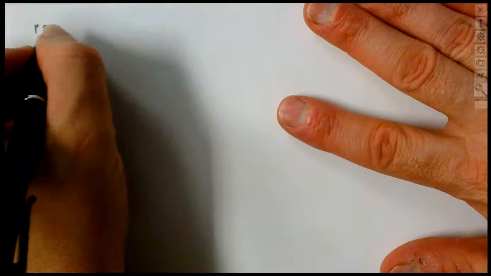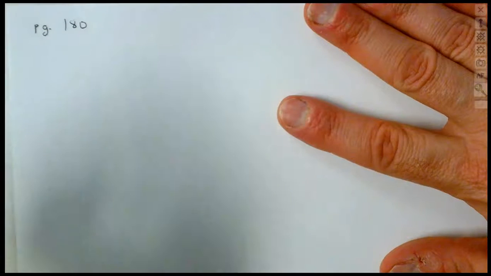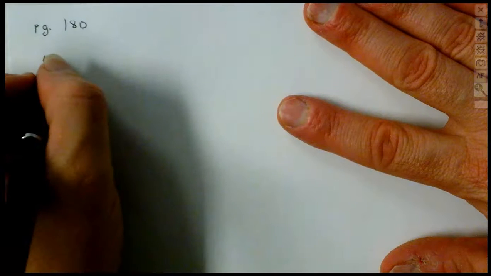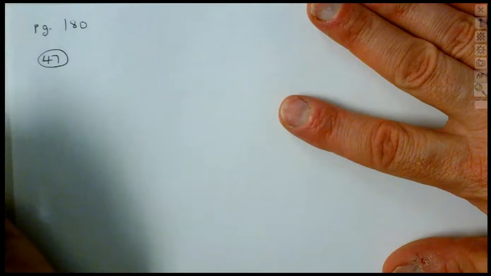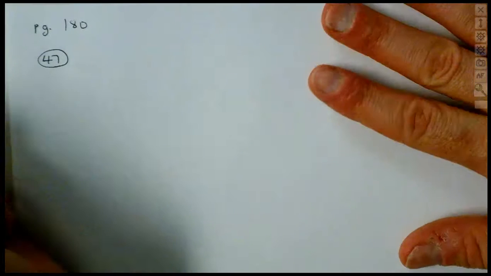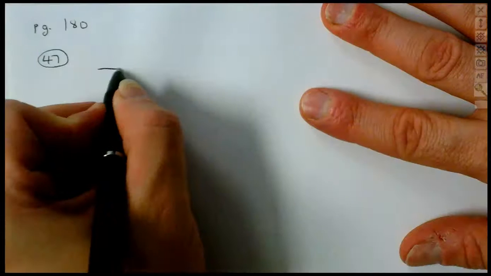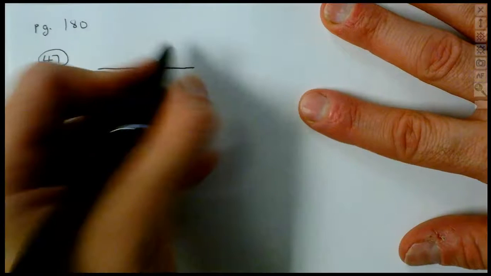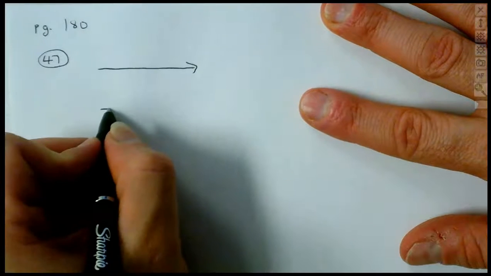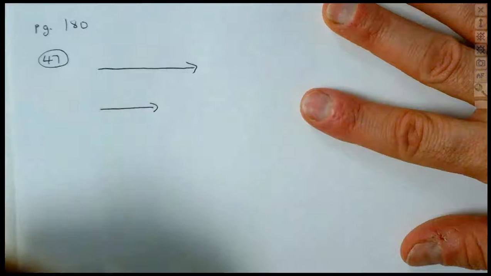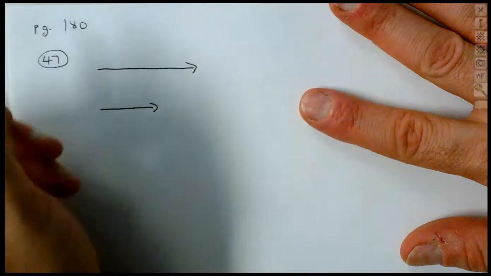This is on page 180, and we're looking at question 47. And I always like to write the faster person on top. So Marco rides at 10. Chelsea rides at 12. So they're going the same direction, so it's going to look like this. And this is going to be Chelsea because she's the faster one.